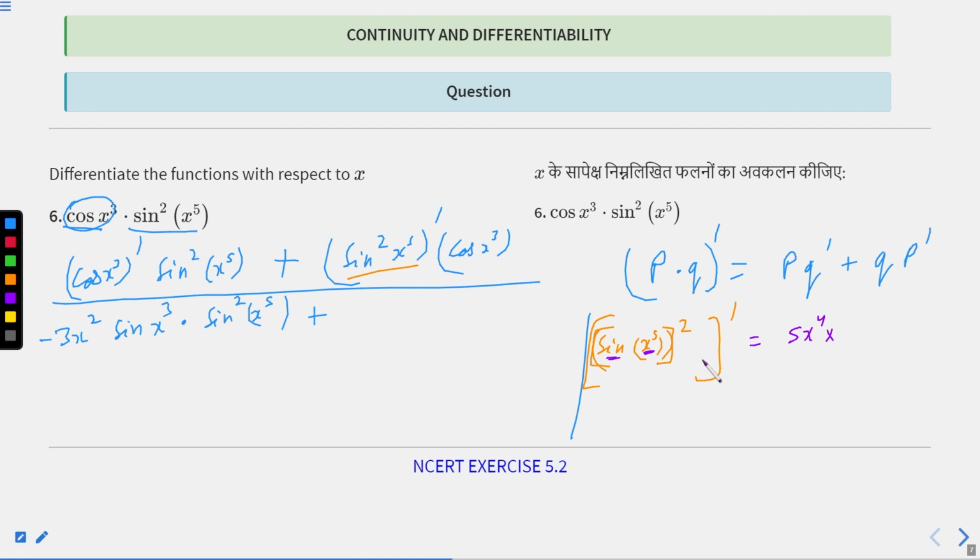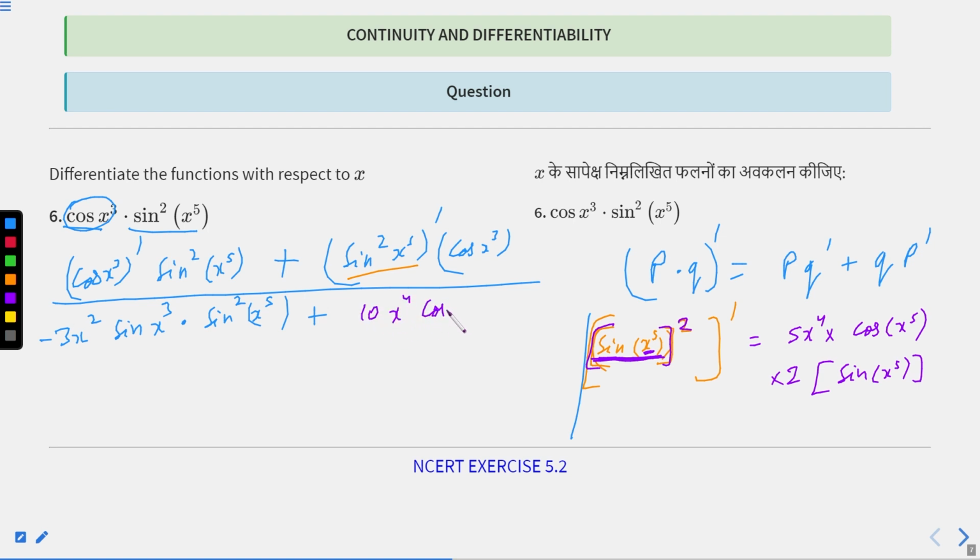Now what about this sine? This will be just cos x power 5. So far so good. Now this thing is also there, whole square. So now pick this whole thing, this means the bracket. It will be 2 times whatever the inside thing, x power 5, and the power will be 2 minus 1, which is just 1.